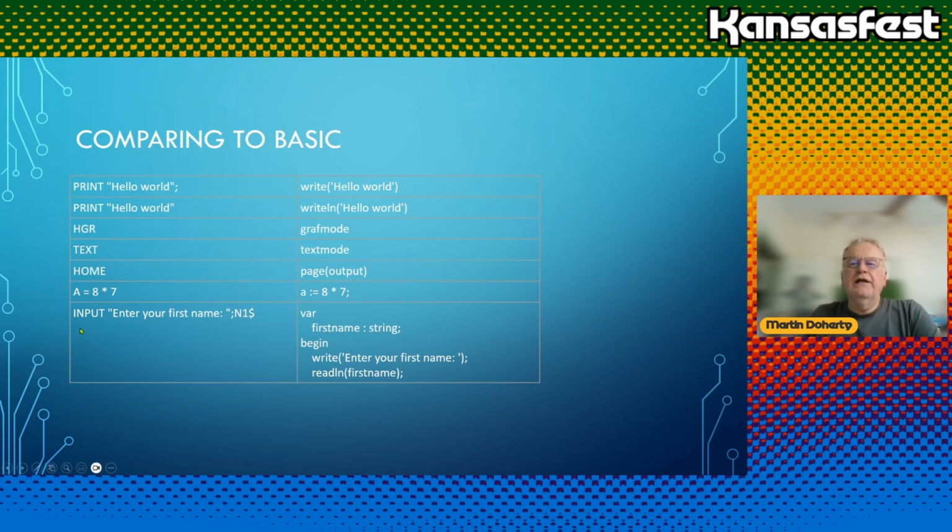And lastly, I gave an input statement where you just input and then give a prompt, and then you give a string variable for the person to type their first name into. Now in Pascal, everything has to be declared. So I have to declare a variable called first name, and I have to give it a type of string. And then I write the prompt, and then I read the keyboard input into the string variable.